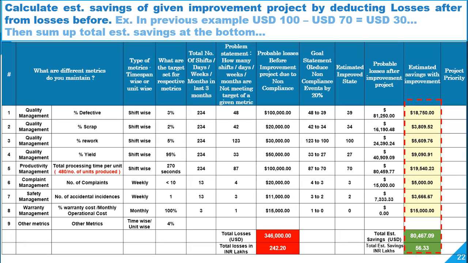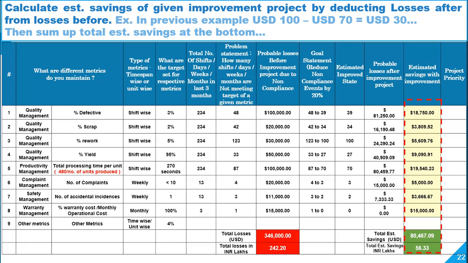If you continue the previous example, losses before the improvement project were USD 100, and losses after the improvement project were standing at USD 70. So savings are around USD 30. In case of defective, we said the savings are around $18,750. Again, this is the estimated saving. In case of percentage rework, it would be $5,610. In case of percentage yield, it would be $9,090 roughly. So that is how we came up with the total savings.